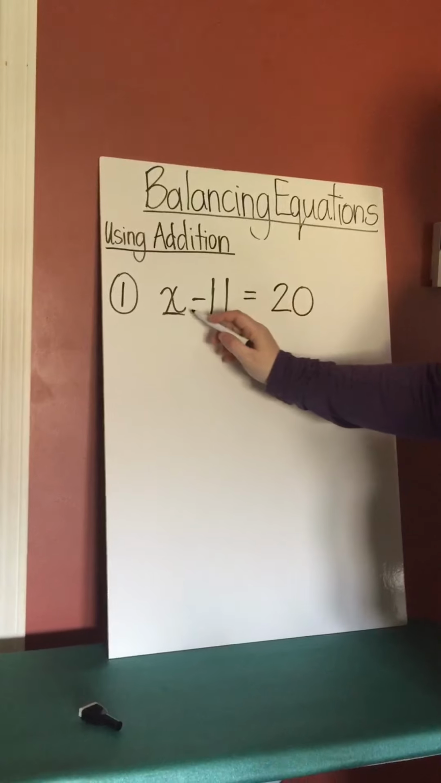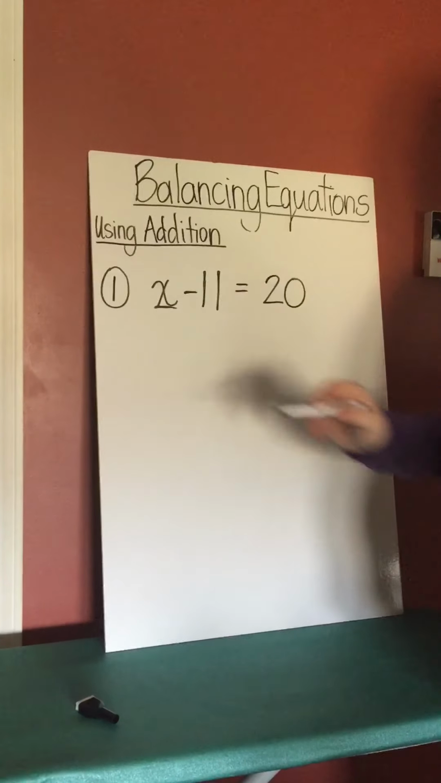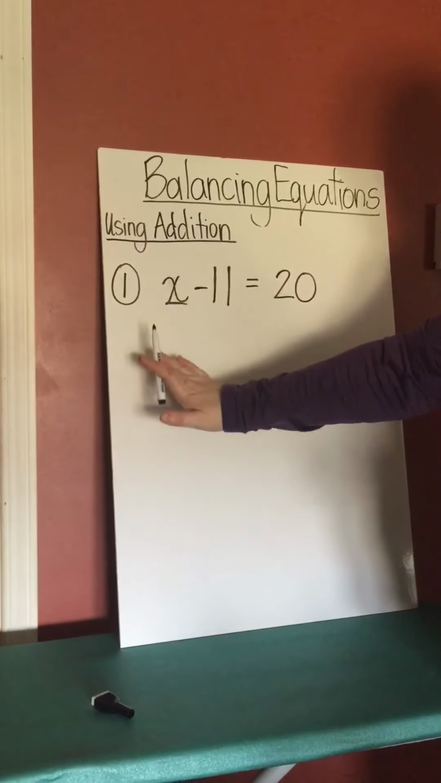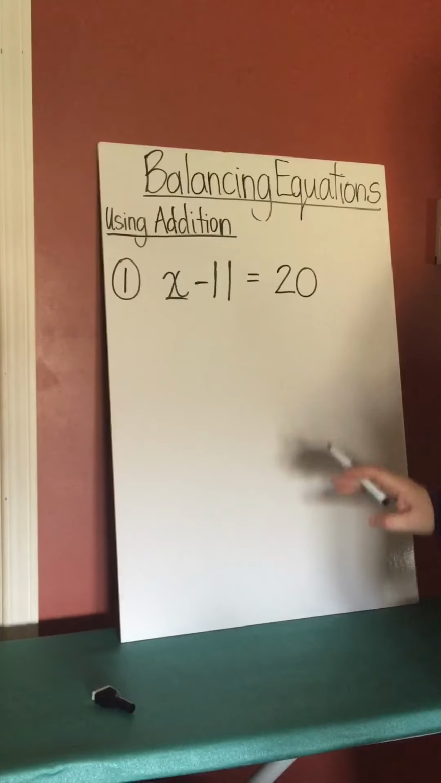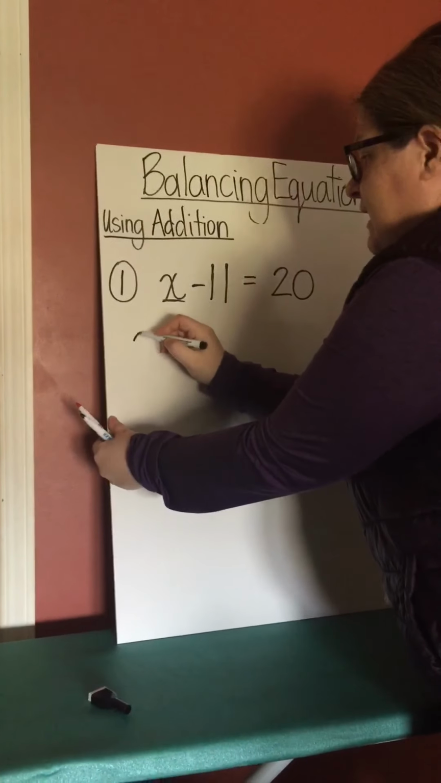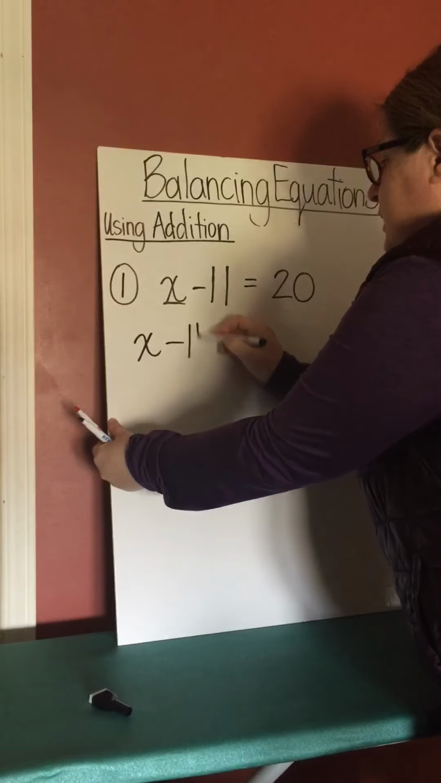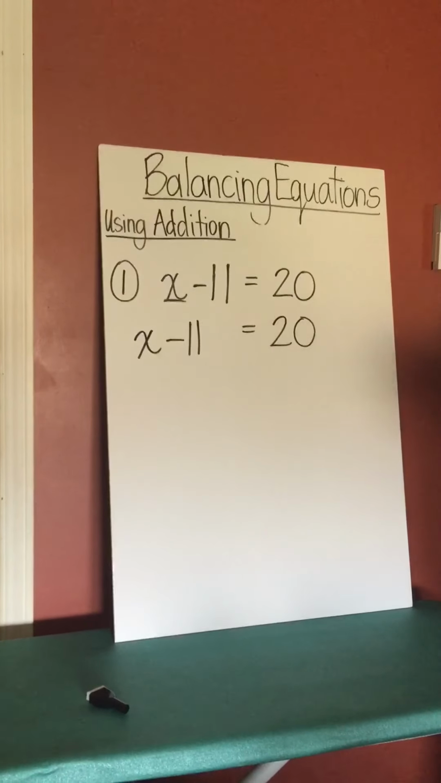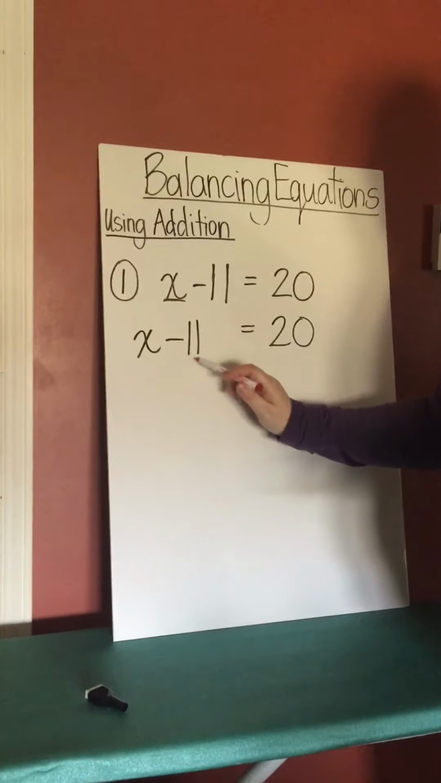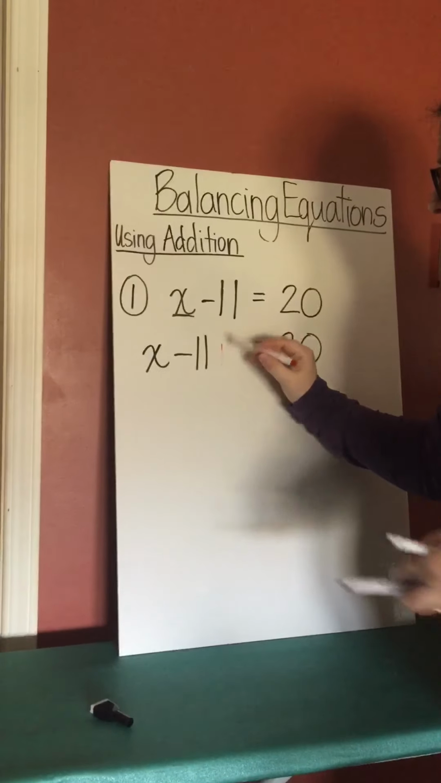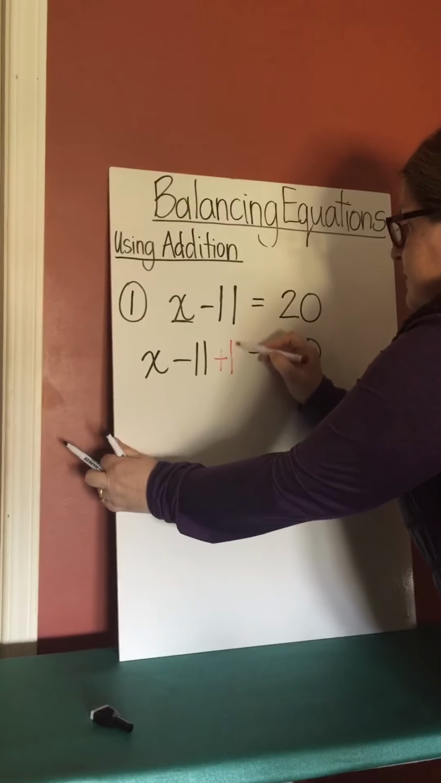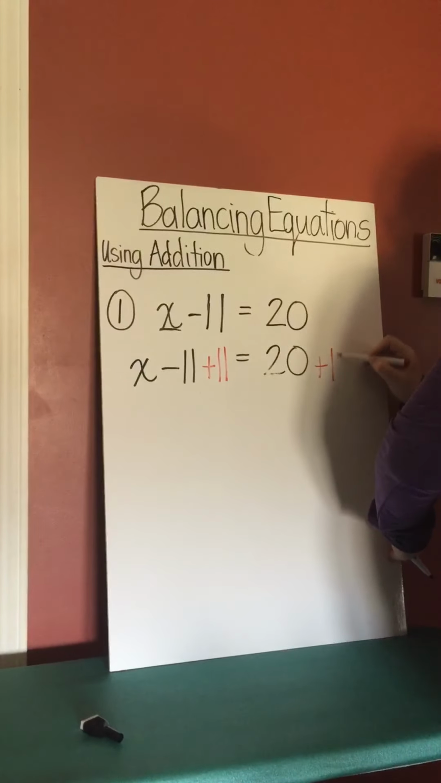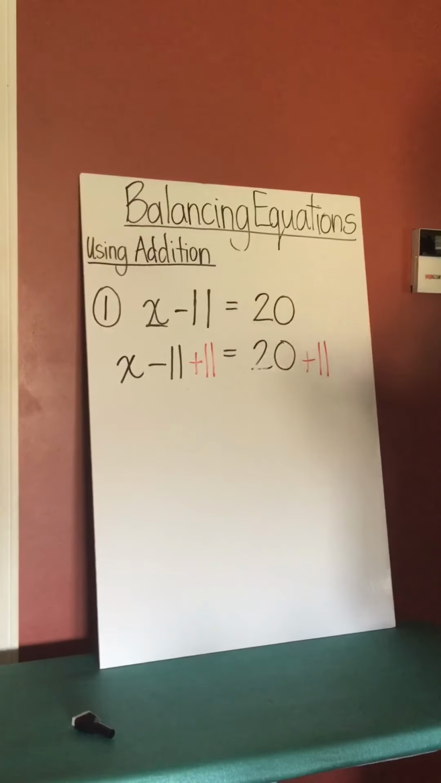And in order to do so, we can't get at the x right now because there is a subtraction of an 11 there. So in order to keep this balanced, we're going to keep the left-hand side of the equation the same as the right-hand side. We're going to copy it down exactly the same way. And you'll notice I've left a little bit of space because now, in order to get rid of the negative 11, we're going to add 11. And we're going to add that 11 to both sides of the equation.